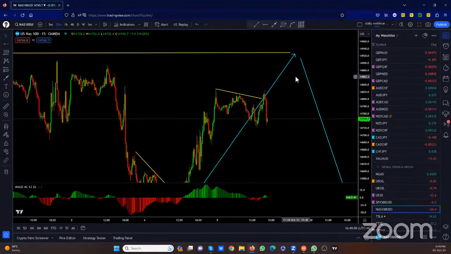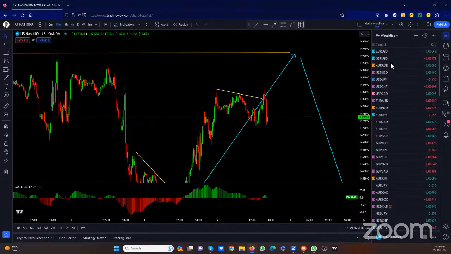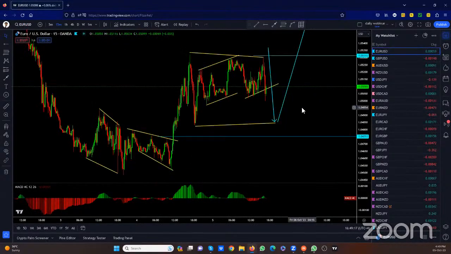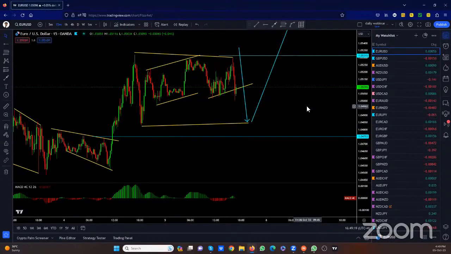Is it worth to sell the Euro USD? Not where it is. Why you want to sell it there? I give it for a little more downside. I think that's a really short trade. Let me see. Well, it's a small trade.